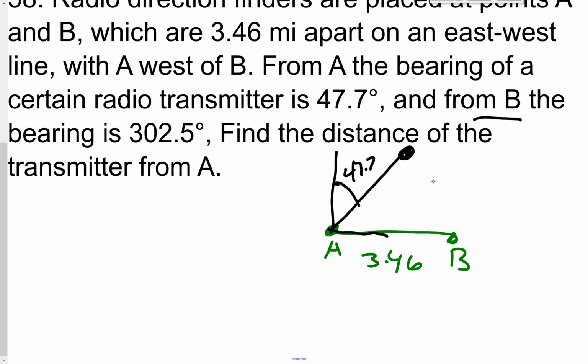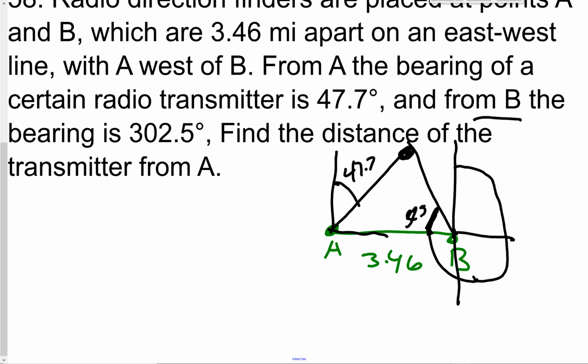And then a second bearing from B is off of north, because it doesn't give me east or west. So it's all off a north line, and I'm going clockwise all the way to 302.5. So I said this was 90, this would be 180, this would be 270, so that would be 32.5 more.